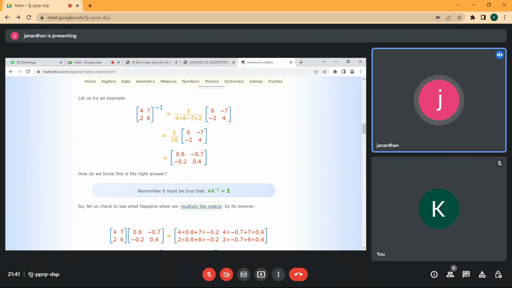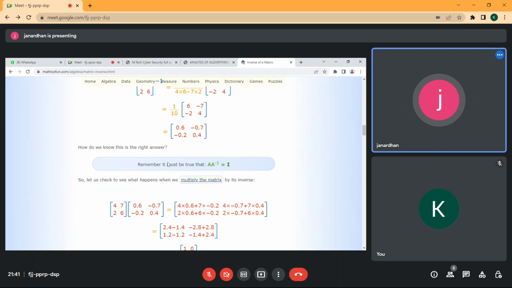6 by 10 is 0.6. Minus 7 by 10 is minus 0.7. Minus 2 by 10 means minus 0.2. 4 by 10 means 0.4.